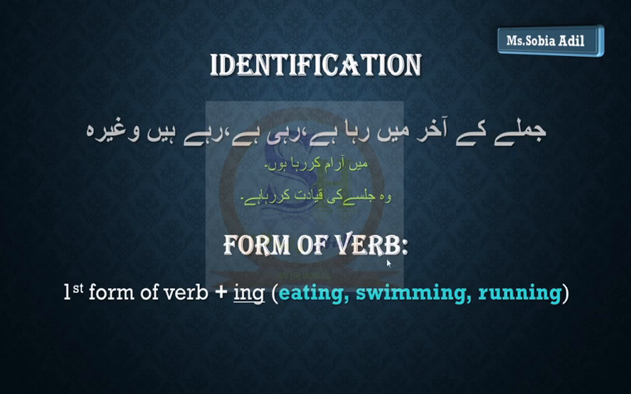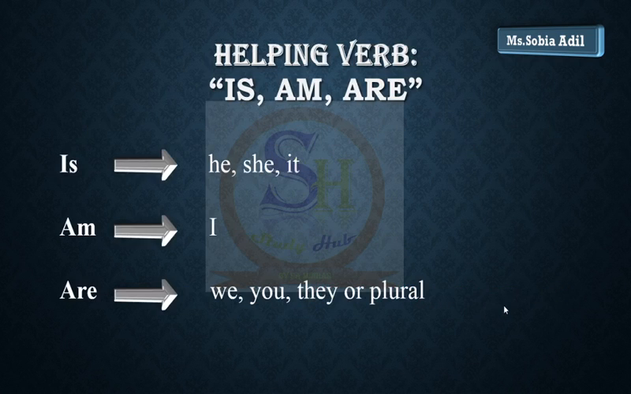If we talk about the form of verb, students, we use the first form of verb plus ing in present continuous tense. For example, eating, swimming, running. Talking about the helping verb, students, we use is, am, are as a helping verb in present continuous tense. We use is with he, she, and it, am with I, and are with we, you, they, or you may say plurals.